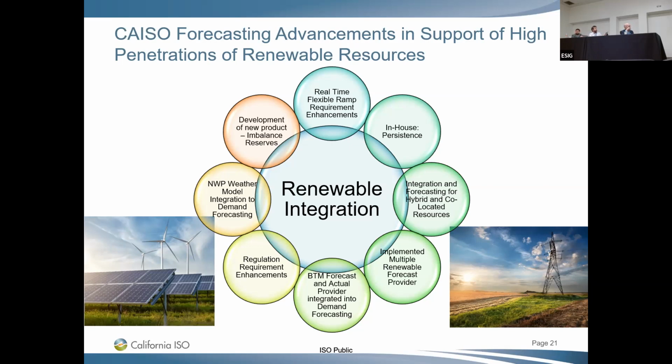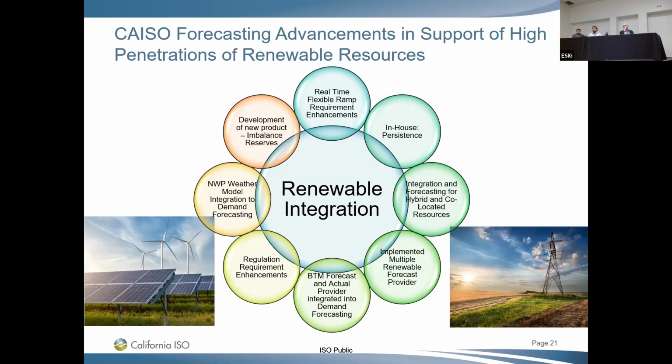We implemented multiple renewable forecast providers. So we have 2 forecast service providers on the renewable side, and we optimize which one is better for differing conditions, whether that be different time periods or different weather conditions. So we have the flexibility to move around to make sure we have the most accurate forecast going to the market. On the demand forecasting side, we have rooftop solar behind the meter forecast and actual provider.